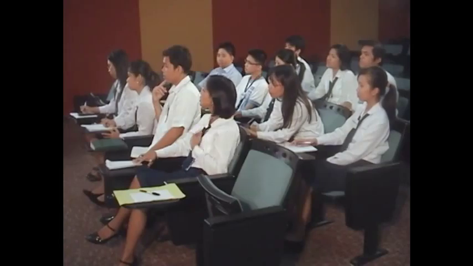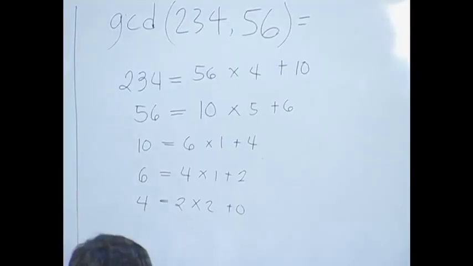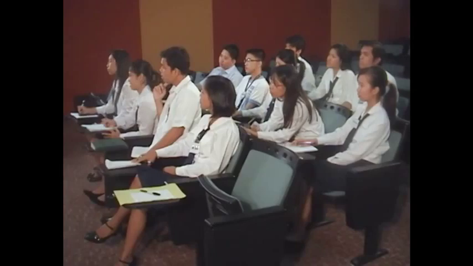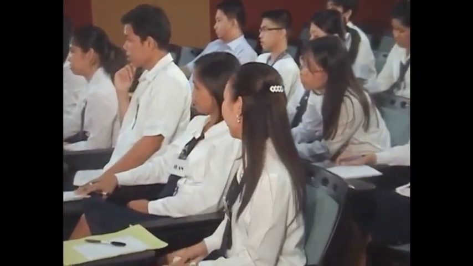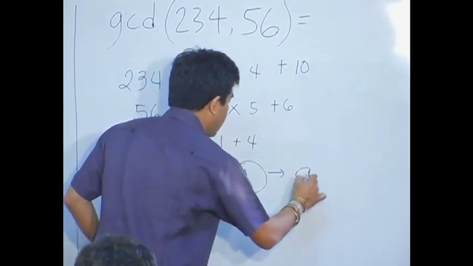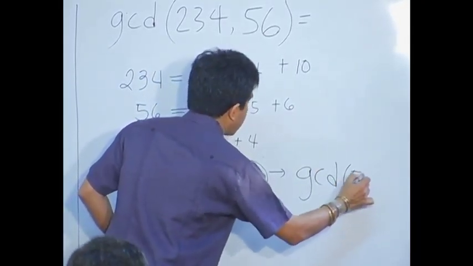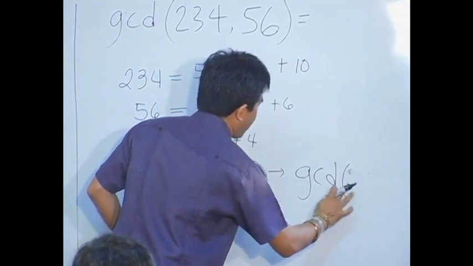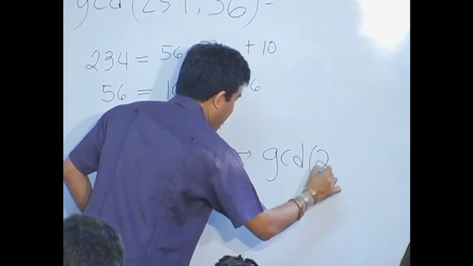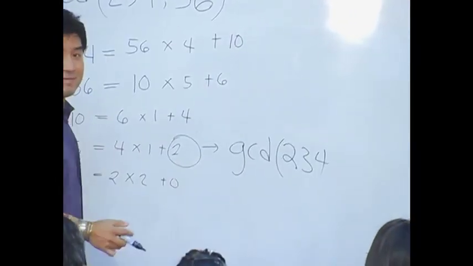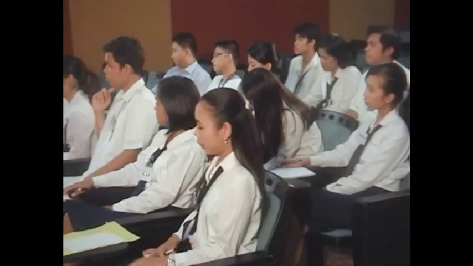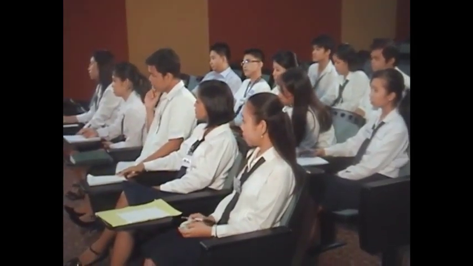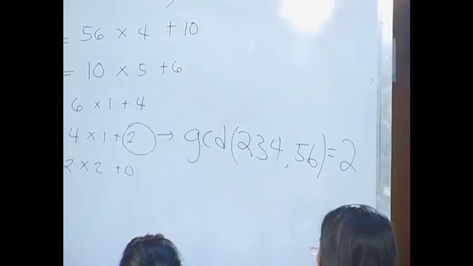Okay. So now we have reached a remainder equal to 0, which means again that the GCD is the last non-zero remainder. So the GCD of 234 and 56 is equal to 2. So this is again, this is the Euclidean algorithm.